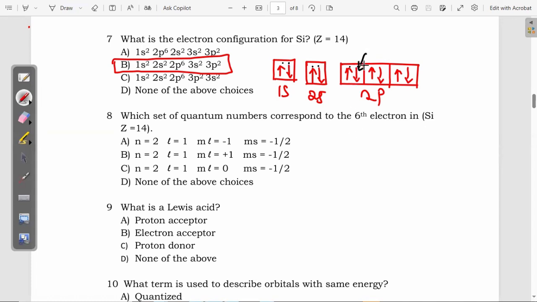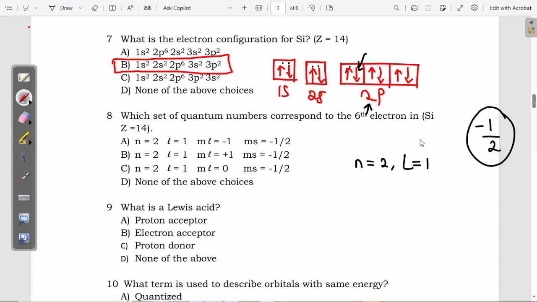Since it's facing down, we definitely know that the spin will be -1/2. Then it's in the 2p subshell. The 2 in front here indicates the principal quantum number, so my n will just be 2. And then it's in the p subshell. The p subshell simply means that l is equal to 1.